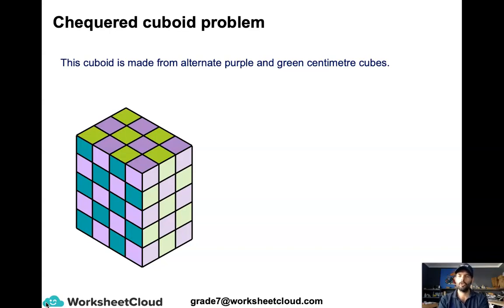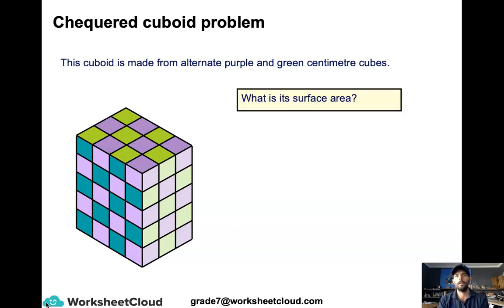Here's a cuboid that is made up of alternating purple and green centimeter cubes. They want to know what is the surface area of this cuboid. Okay. So the surface area is going to be 2 multiplied by 3 times 4. Okay, and now why 3 times 4? Well, 3 times 4 is going to give you the top and the bottom face. Okay, so you can see the top face is 3 cubes width, 4 cubes long, and there are 2 of them at the top and at the bottom. So therefore, it's 2 times 3 times 4.